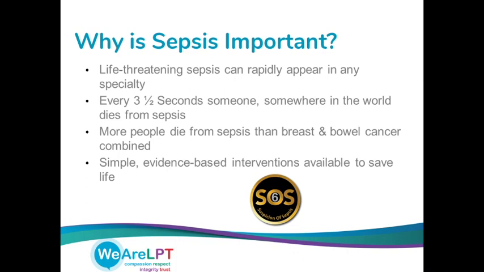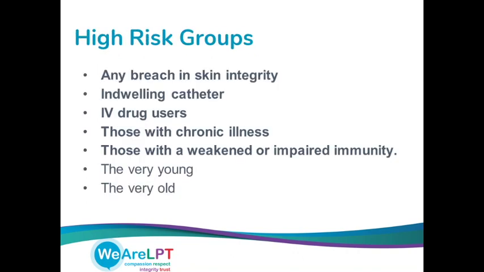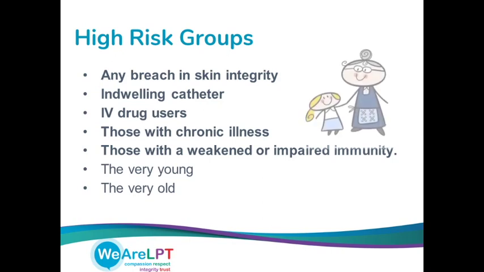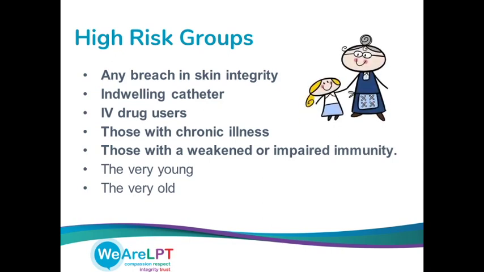We know that prompt and effective treatment can also reduce mortality by up to 50%. We'll now look at some of the high-risk groups. Now, although the very young and the very old are not in our area, this is referring to people below the age of 1 year and above the age of 75. We know that any age group can develop sepsis, and any age group can have an infection. There have been media reports of young teenagers that have passed away, sadly, due to infections, so it is very relevant to our area.